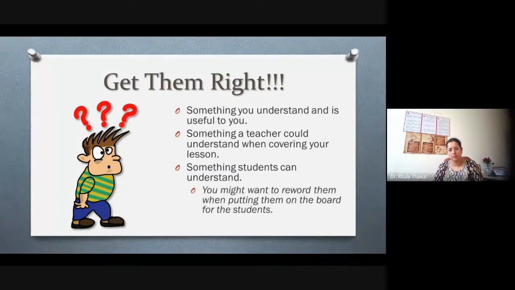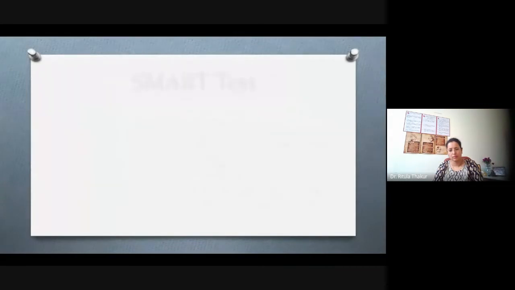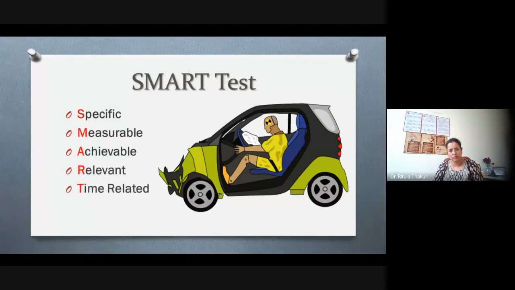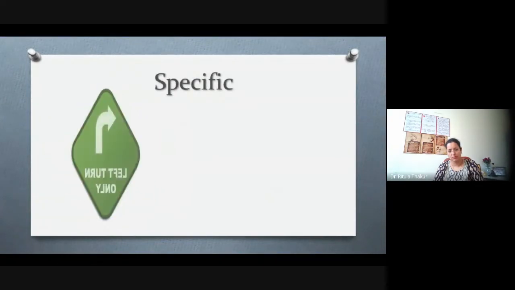In order to make sure our learning objectives are going to work, we need to do a SMART test on them. You basically need to check that your objectives are specific, measurable, achievable, relevant, and time-related. So let's look at making a specific objective.